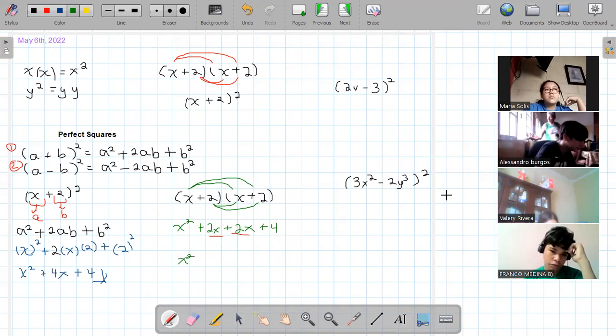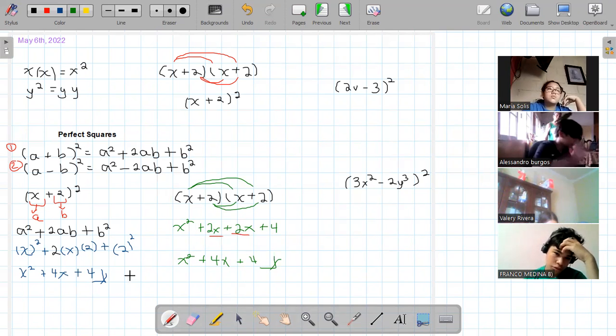How much is 2x plus 2x? 4x. So plus 4x plus 4. And that is the same answer. You can see we have exactly the same answer.